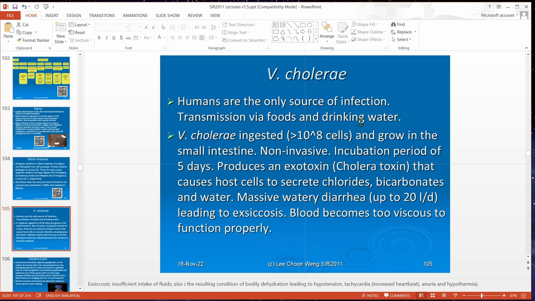So humans are the only source of infection. The transmission is through foods and drinking water. The infective dose is more than 10 to the power of 8. Okay, so that's a lot, right? That's about 100 million cells. So usually these kinds of situations exist after floods, earthquakes, catastrophes, when you don't have a clean drinking water supply.